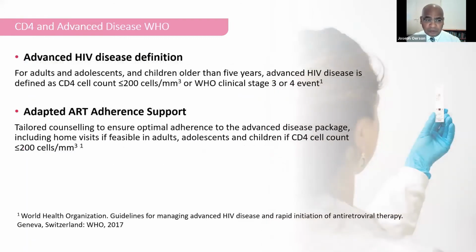More importantly, we just want to talk about advanced disease. We know that advanced disease is defined by WHO as adults and children older than 5 years that have a CD4 cell count of 200 or less, or also clinically stage 3 and stage 4. And these patients require special counseling.